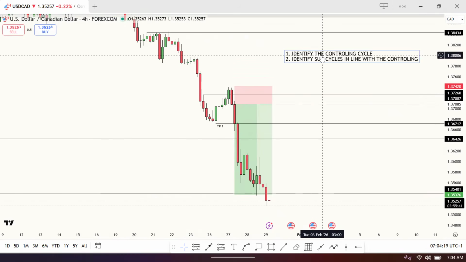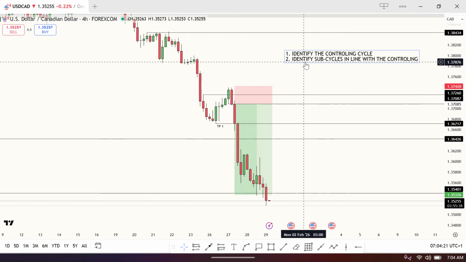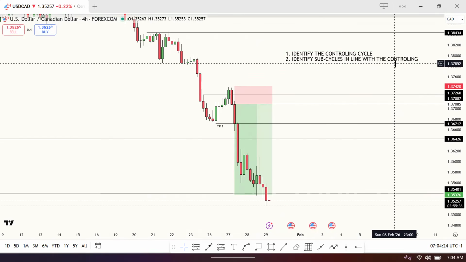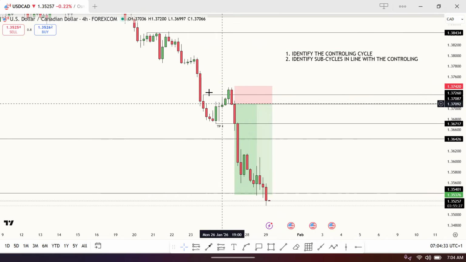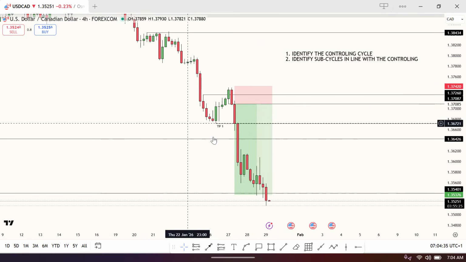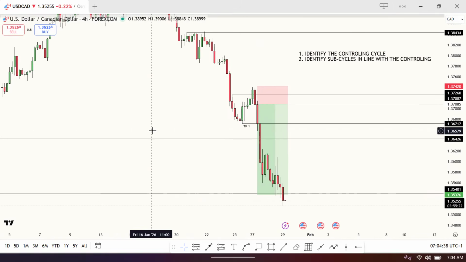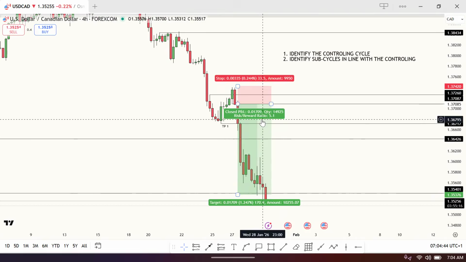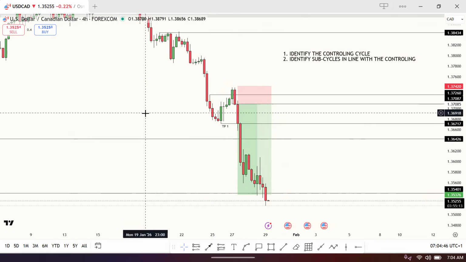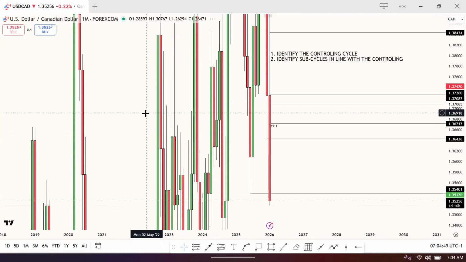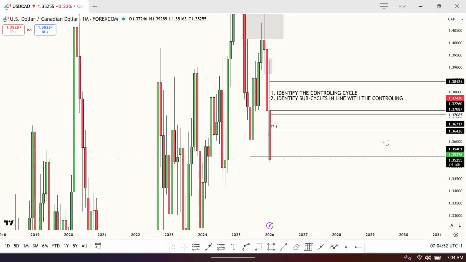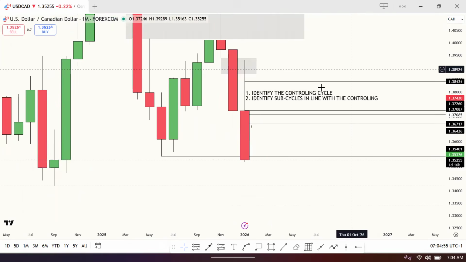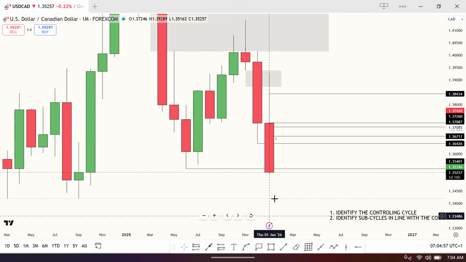So when I identify the controlling cycle and also identify subcycles in line with the controlling cycle, what I do is finally I frame my entry, right? And then I'm going to explain how I took this trade or how I entered into this trade for you. So the controlling cycle for this pair or for this trade was coming from the monthly time frame. Although we have completed the bearish cycle on the monthly, it's still very, very important for me to explain this to you.